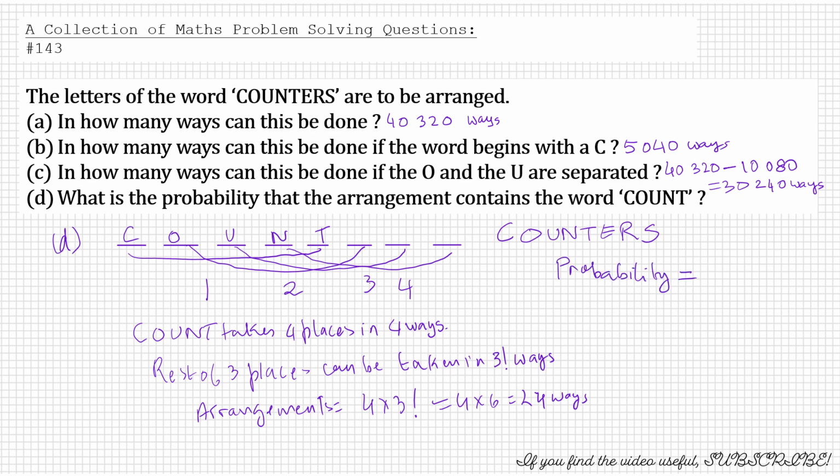Now once we know the 24 ways, the probability will be 24 divided by the total number of arrangements possible, and that is 24 out of 40320, and simplifying it, it will give you 1 out of 1680. So that's your final answer for part D.